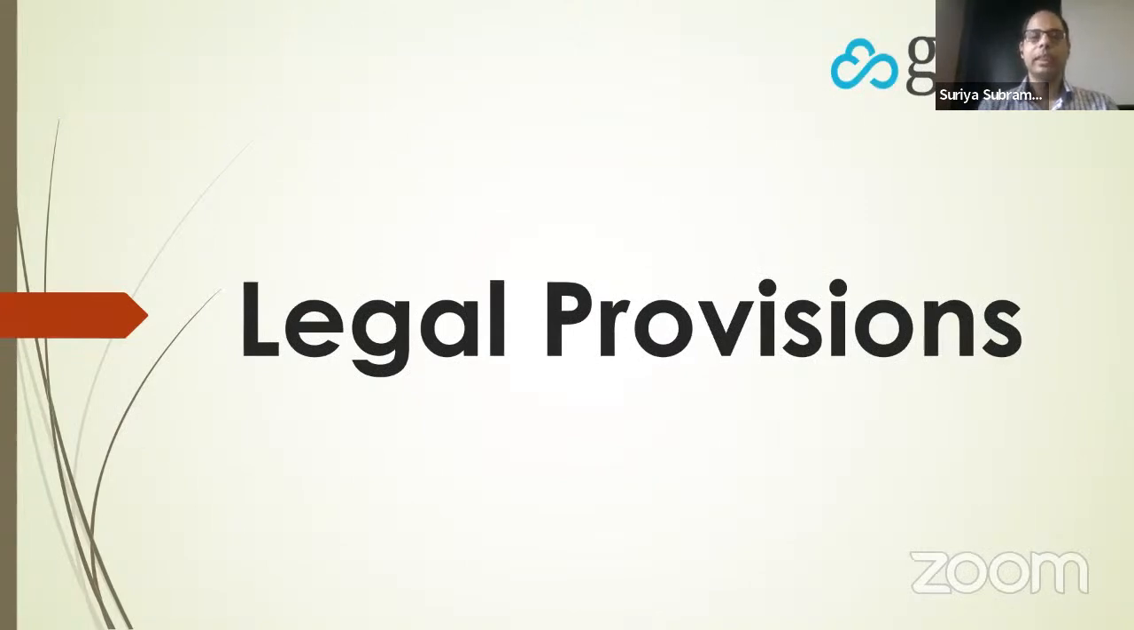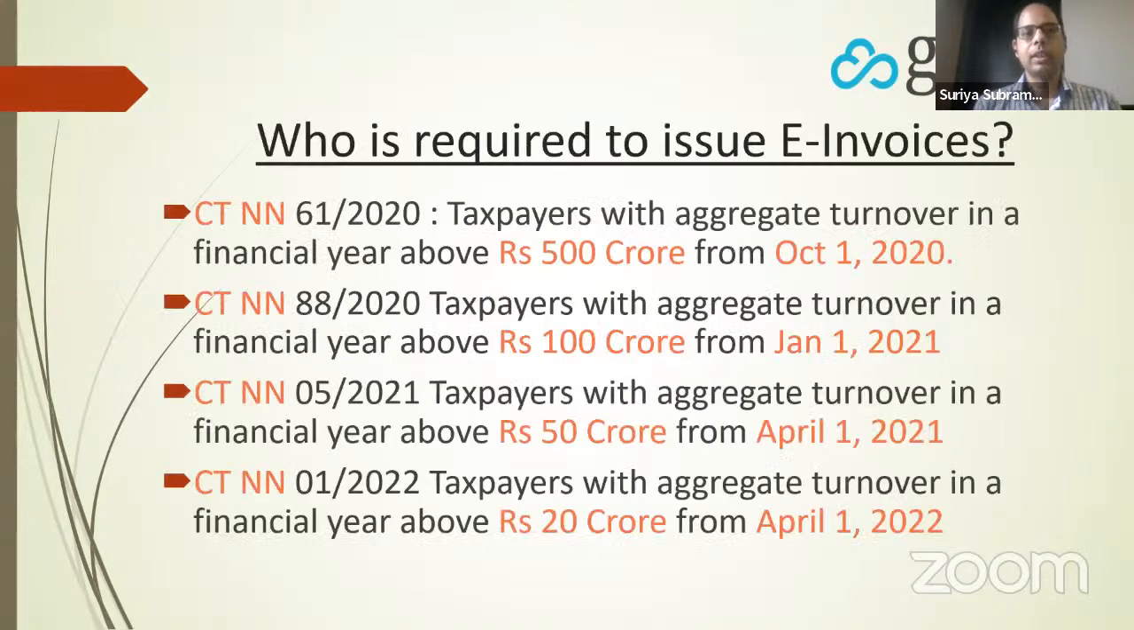Let's go over the legal provisions. So these are the various notifications issued by the central government that specify the deadline on when taxpayers are required to generate invoices. As you can see, progressively the turnover limit has been reduced, and right now the most recent notification is Central Tax Notification 1/2022. As a result of this notification, taxpayers with turnover 20 crores and above are required to generate e-invoices from the 1st of April.